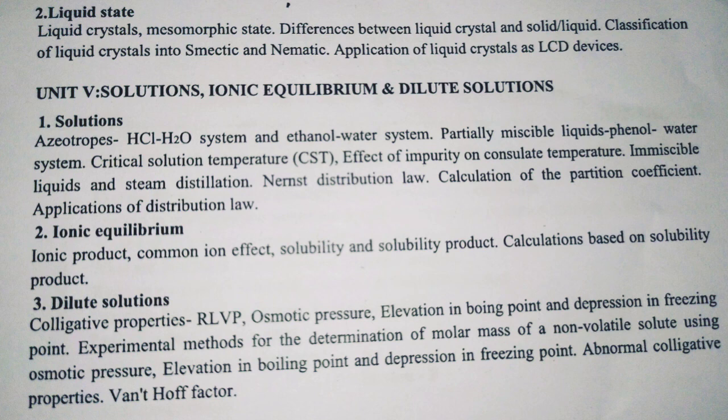The second part is ionic equilibrium: ionic product, common ion effect, solubility product, and calculations based on solubility product. Next, finally, dilute solutions, very easy and important also: colligative properties, RLVP, that means relative lowering of vapor pressure, and osmotic pressure, elevation in boiling point and depression in freezing point.